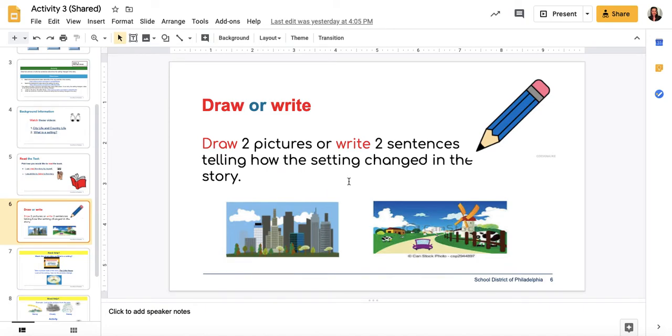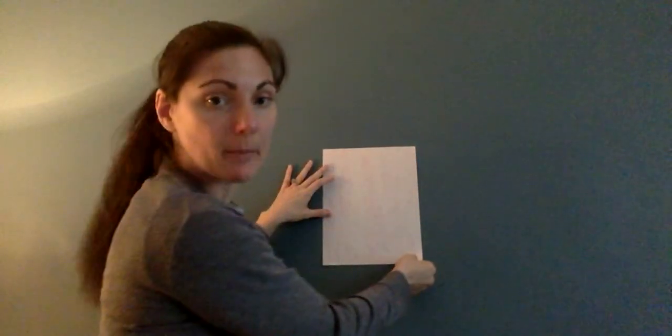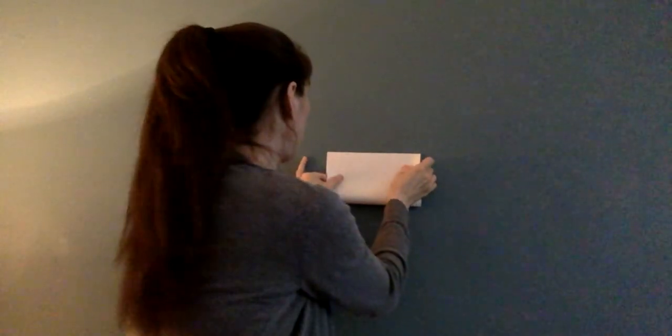So very similar to yesterday, you can take a blank piece of paper, fold it in half from bottom to top, draw your crease. And on the top part, you can draw 1 picture of how the setting looked when the book started, and then how the setting looked when the book ended. And I'm also going to do an example of that for you so that you can see what I'm talking about. So I'm going to show you what I was talking about with what your paper should look like to draw your pictures, okay? So if you take a regular blank sheet of paper like this, and you fold it in half from bottom to top, open it up.